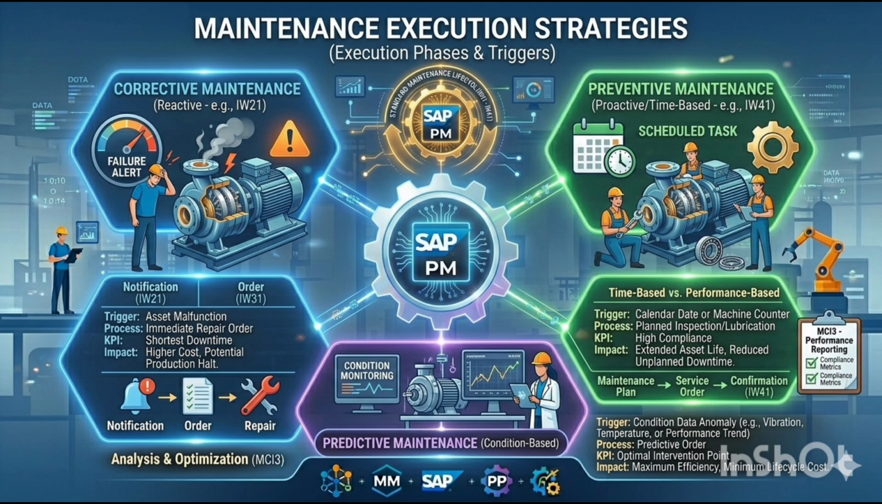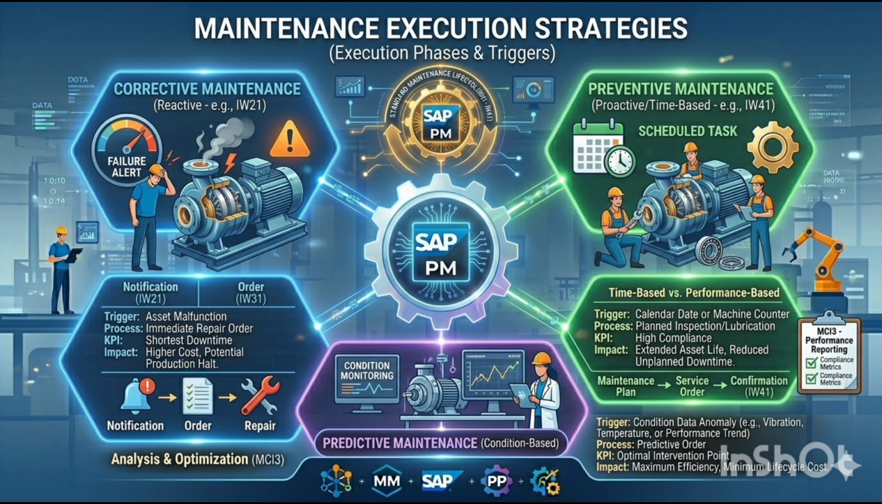Preventive maintenance, a proactive approach triggered by calendar dates or machine counters. It focuses on high compliance and extended asset life. Predictive maintenance, the most advanced stage triggered by condition data, anomalies like vibration. It aims for optimal intervention point to maximize efficiency.